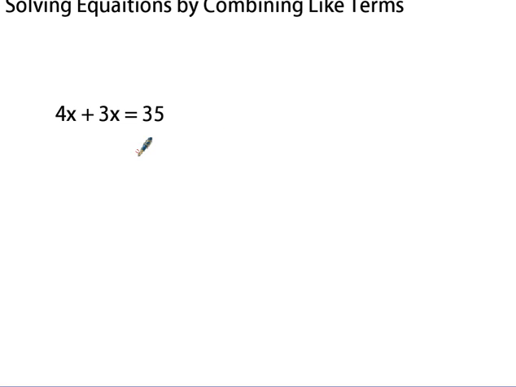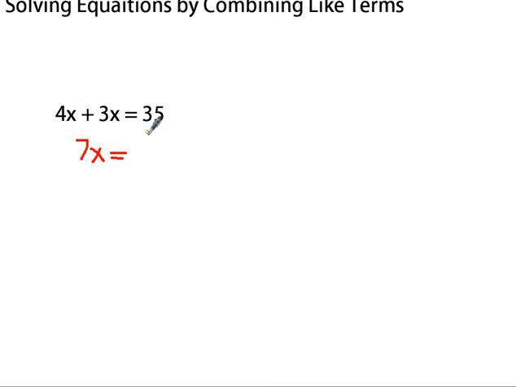Now we remember from last year that I can add 4x and 3x. It's called combining like terms. 4x literally means x plus x plus x plus x, and 3x literally means x plus x plus x. So x plus x plus x plus x plus x plus x plus x is 7x. Or I can simply add the 4 and the 3 and leave the x's the same.